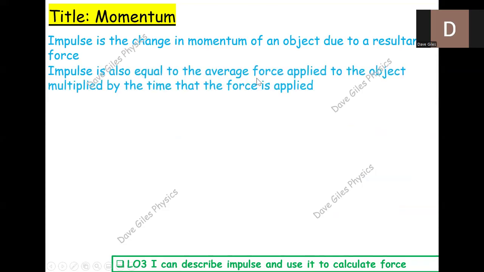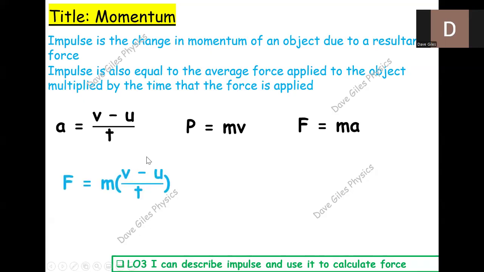Impulse is also equal to the average force applied to the object multiplied by the time that the force is applied. So, from previous lessons, we know that a is v minus u over t, so acceleration is change in velocity over time. From today's lesson, we know momentum is mass times velocity. And from previous lessons, we know that F equals ma. So by substituting v minus u over t instead of a, we've got F equals m, v minus u over t, so F equals mv minus mu over t.